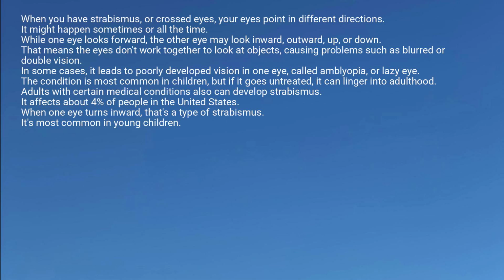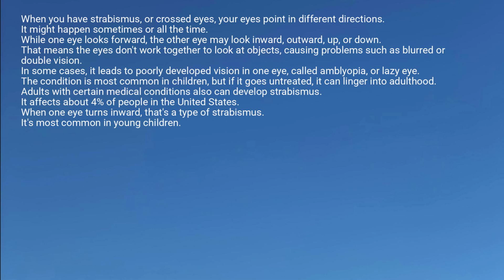When you have strabismus, or crossed eyes, your eyes point in different directions. It might happen sometimes or all the time. While one eye looks forward, the other eye may look inward, outward, up, or down. That means the eyes don't work together to look at objects, causing problems such as blurred or double vision. In some cases, it leads to poorly developed vision in one eye, called amblyopia, or lazy eye.